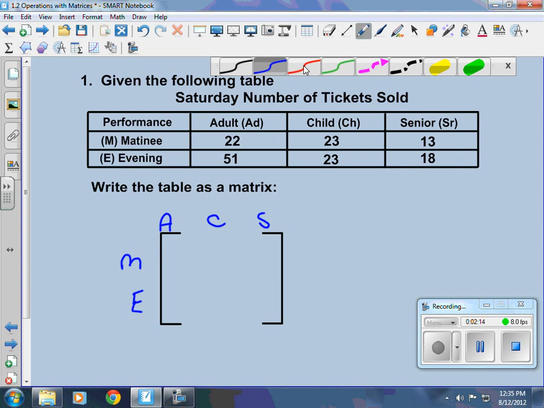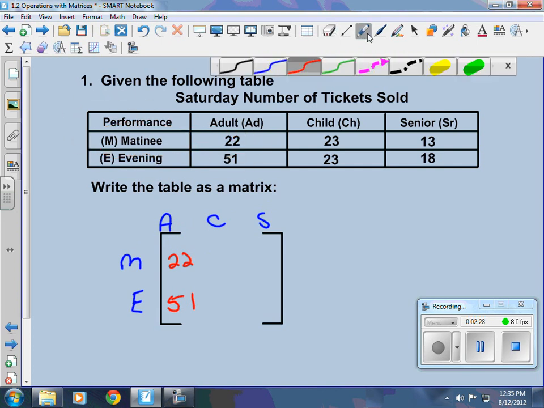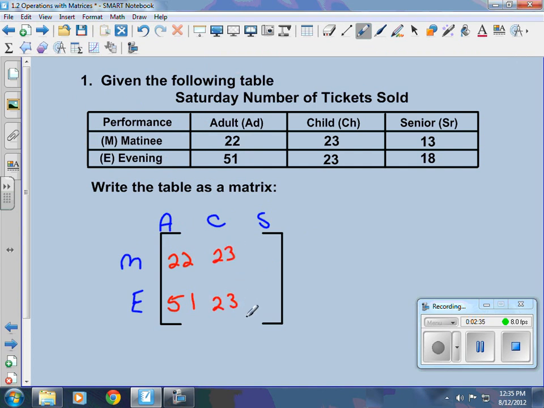Okay? Now, if I line up my information, my matinee had how many adults? 22. My evening had 51 adults. Okay? So I go over to my child. Matinee had 23 children, and the evening had 23 children. Seniors, there were 13 seniors at the matinee and 18 seniors at the evening. So now I've created a matrix with the table of information that I had.